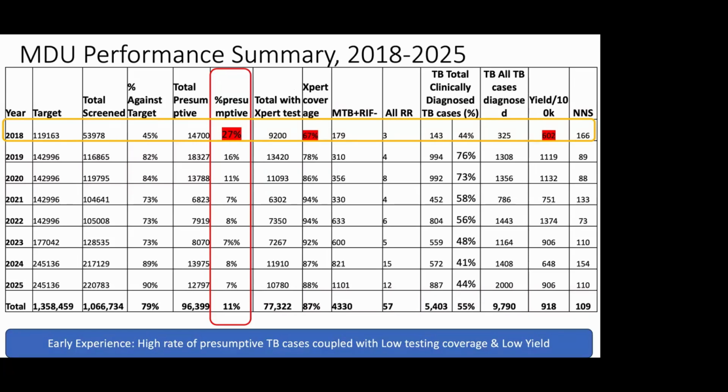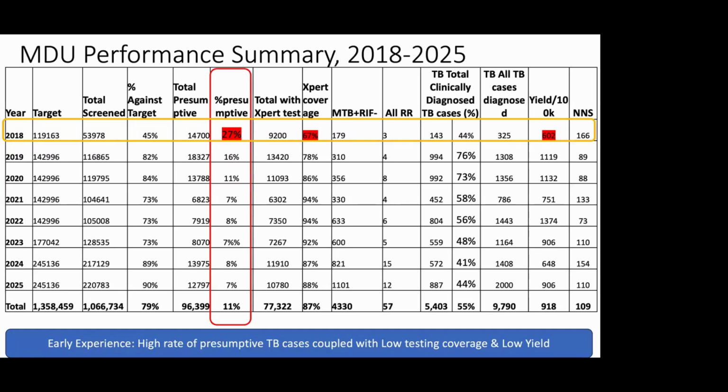So how have we performed in that time? Like I said, we started in 2018 and we really started in June of that year. So you notice in 2018, we only screened 119,000 people, and that constituted 45% of what we wanted. We found 14,700 presumptives, and they made up just slightly less than a third.